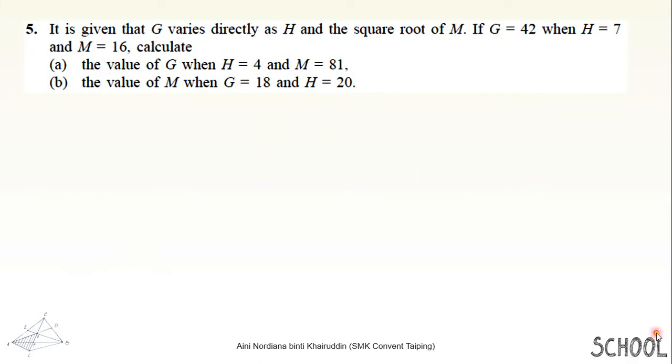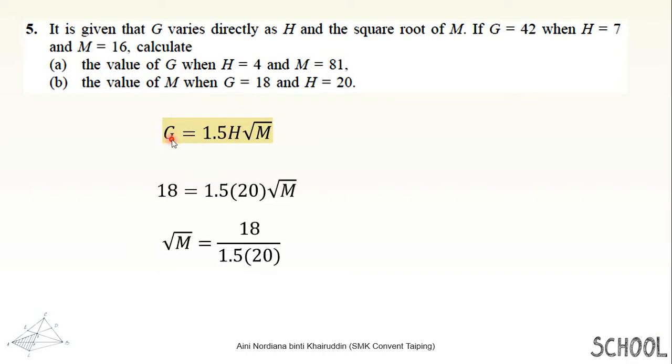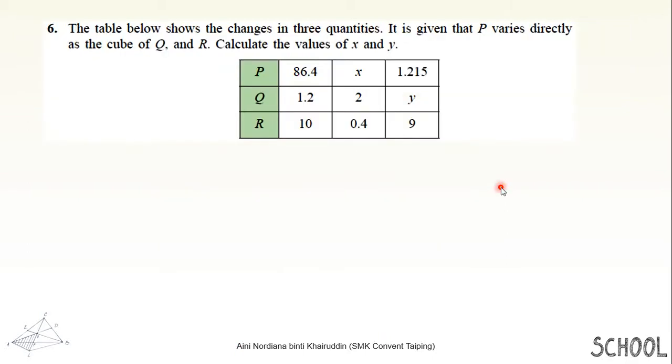5B, using the same formula, but for this question, you just substitute the value of g and h. Then you get the value of m. M equals to 0.36. Next, question number 6. The table below shows the changes in 3 quantities. It is given that P varies directly as the cube of Q and R. Calculate the value of X and Y.